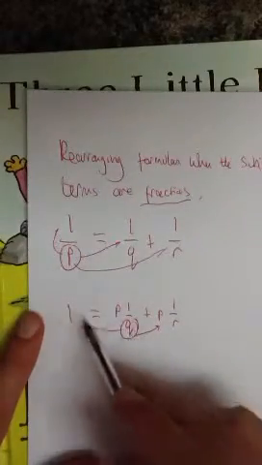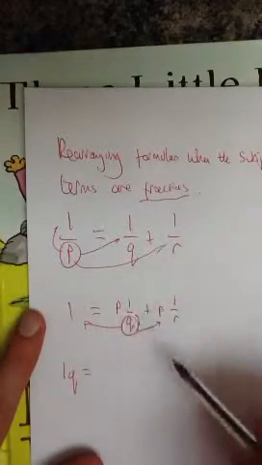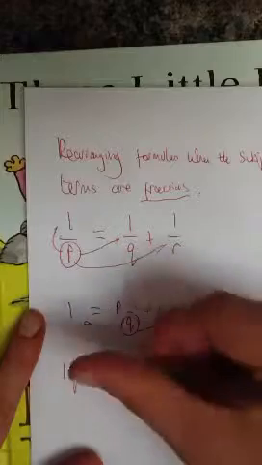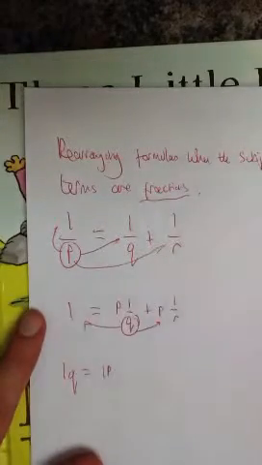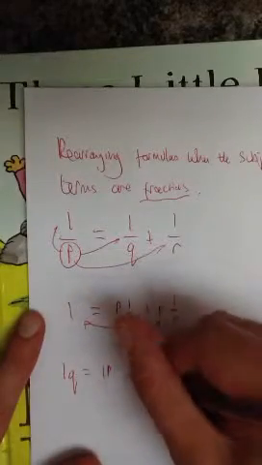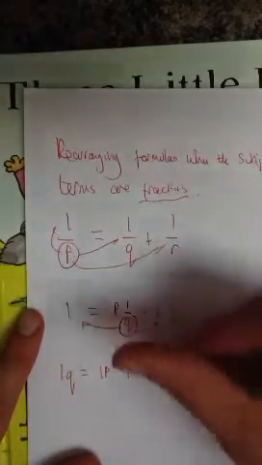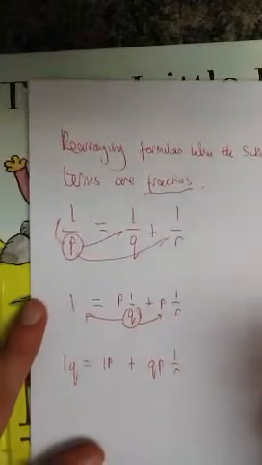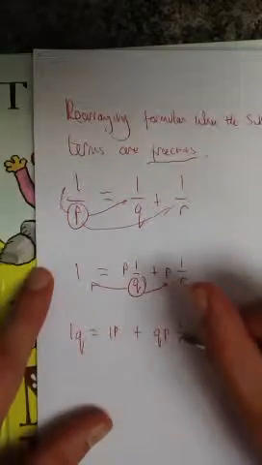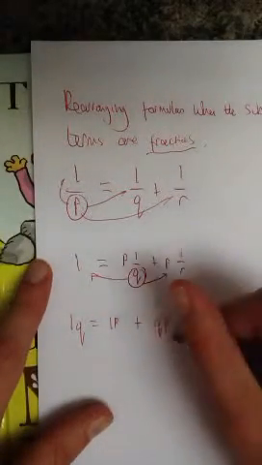So, Q multiplied by 1 is 1Q. P 1 over Q multiplied by Q would be 1P. And P 1 over R multiplied by Q would be QP 1 over R. We then need to do this finally with R as well. Okay?